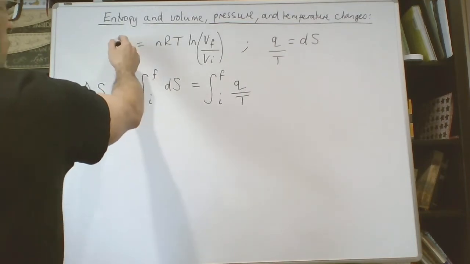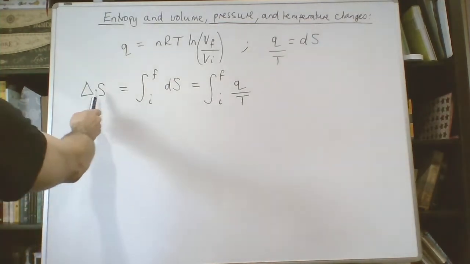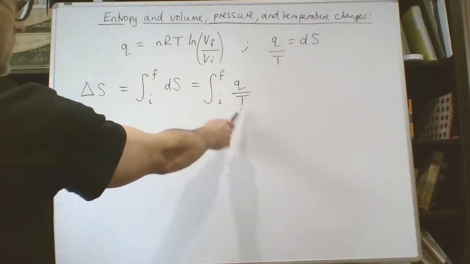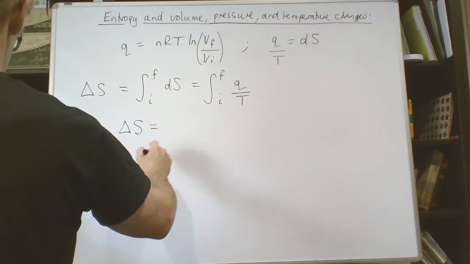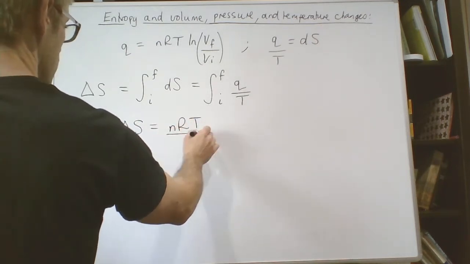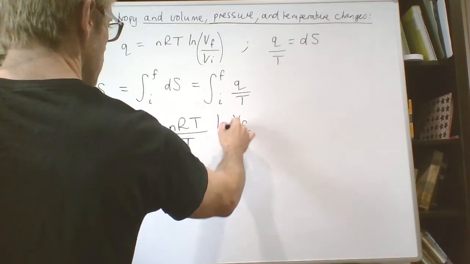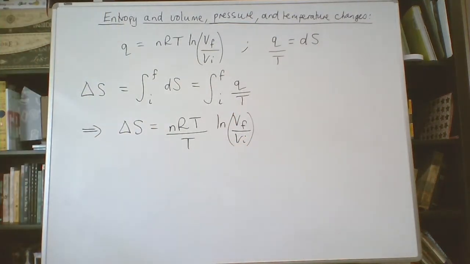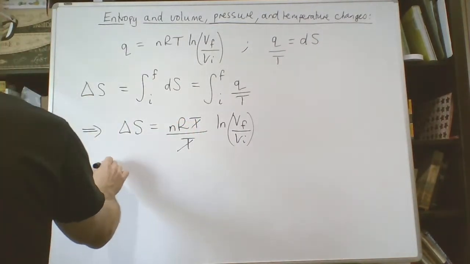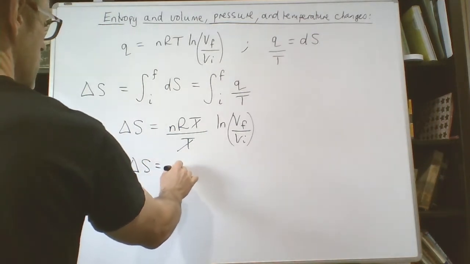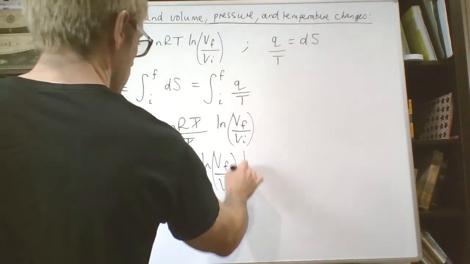Okay, so we're going to take this Q and insert it right over here, which essentially says that delta S is the integral of Q over T. So I've got delta S is nRT over T log VF over VI. This T will cancel that T, so we've got delta S is nR log VF over VI.